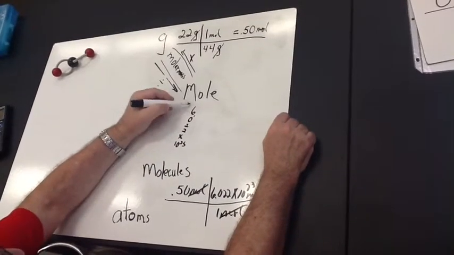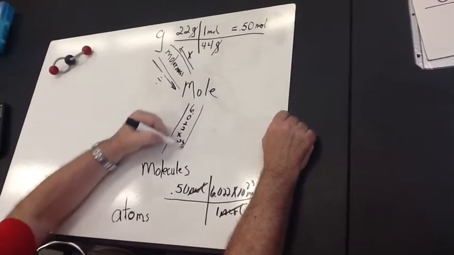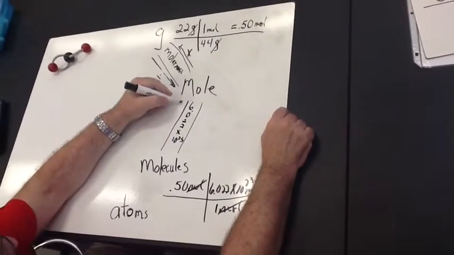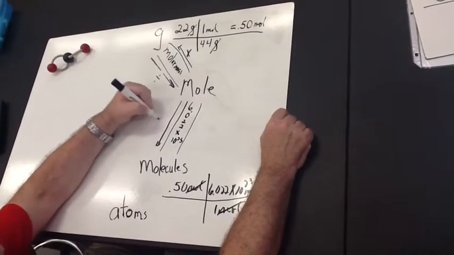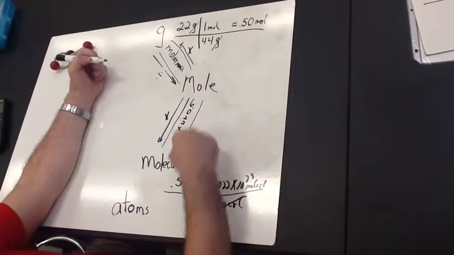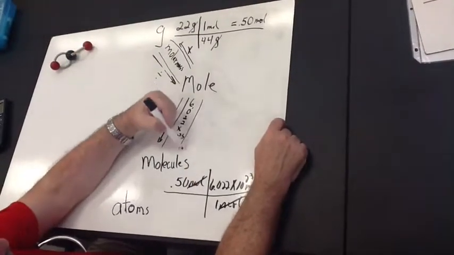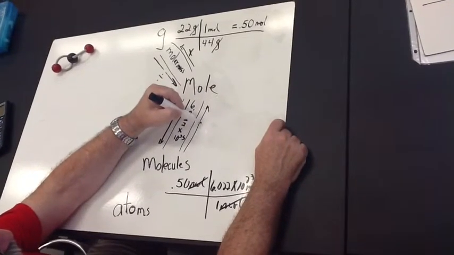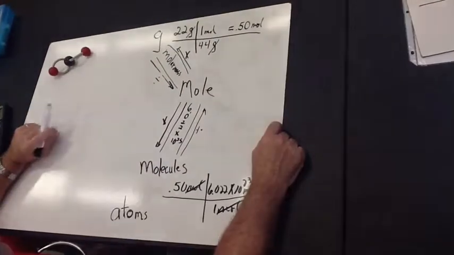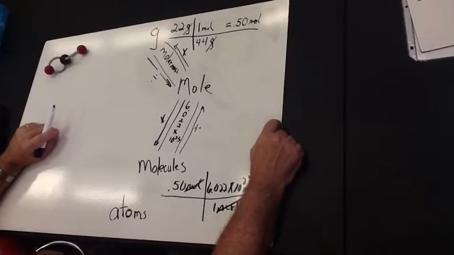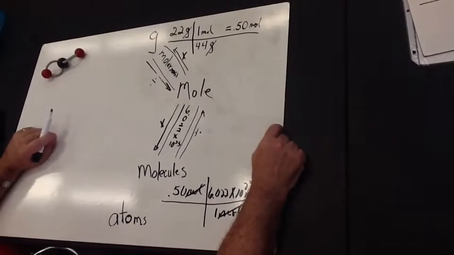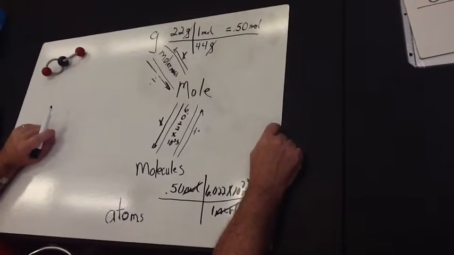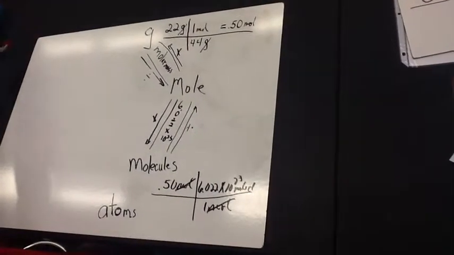Nice job. But again, we can do the same thing. If we're going from moles to molecules, we're going to multiply by Avogadro's number. If we're going from molecules to moles, we're going to divide by Avogadro's number. That sounds pretty straightforward there. Really, it does. And you have a nice little pathway from grams to molecules.